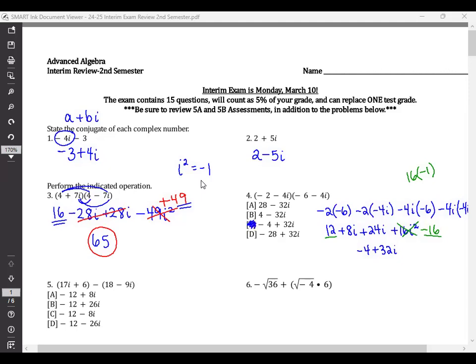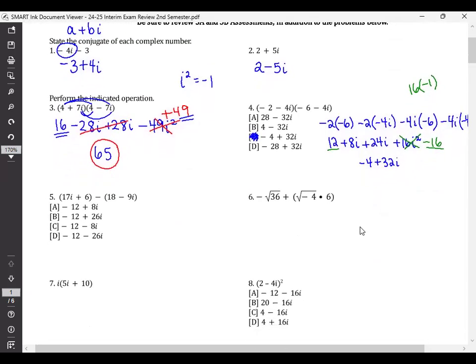For number 5, we're looking at a subtraction problem. Remember, subtraction problems should distribute the negative. I like to write myself down a brand new problem. I'm going to leave the first complex number alone. And then now the 18 becomes negative, and the -9i becomes positive. A minus in front of the parentheses will change the sign of everything inside. And then we're going to combine like terms.